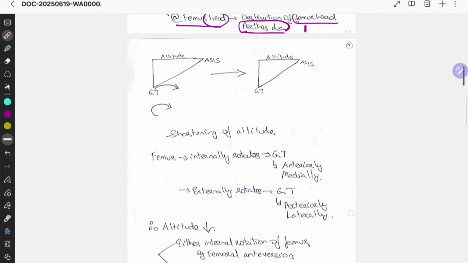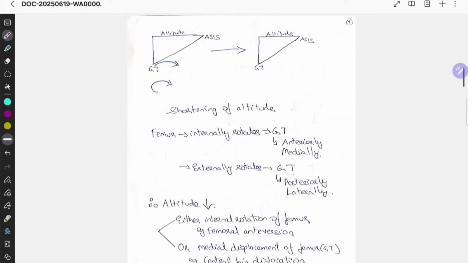Okay, now moving further, whenever there is shortening of the altitude, so this is the altitude, that is the mediolateral distance from the perpendicular line, the plumb line, to ASIS. Okay, so what is the basic pathology? Just think of the thing. Either it could be some medial displacement of GT, or it could be some internal rotation at the GT.